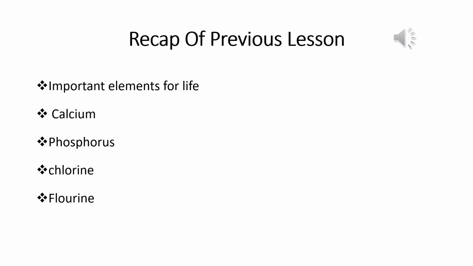Students, in the previous chapter our last topic was important elements for life, in which we discussed calcium, phosphorus, chlorine, and fluorine. Moreover, we have also discussed the applications of these elements in our daily life. These important elements play a very important role in our life, and today we will start our next chapter, which is related to biochemistry and biotechnology.